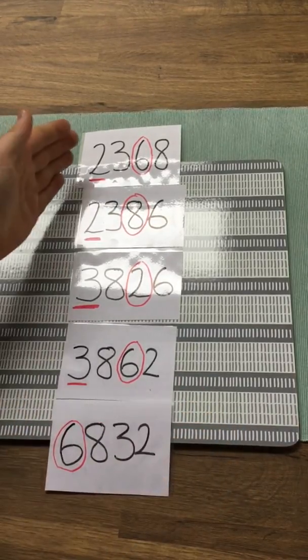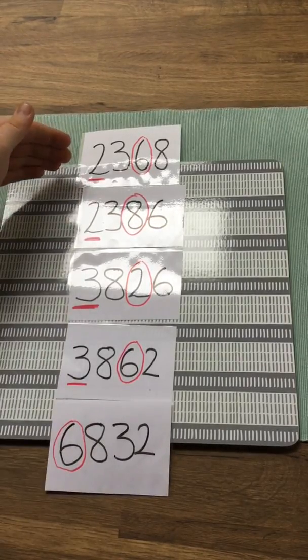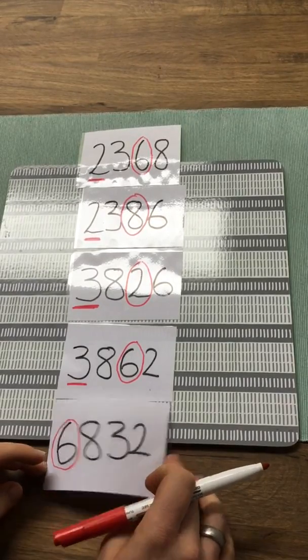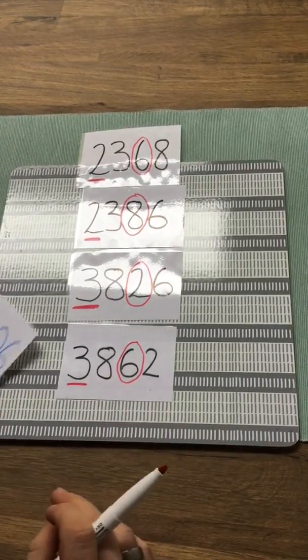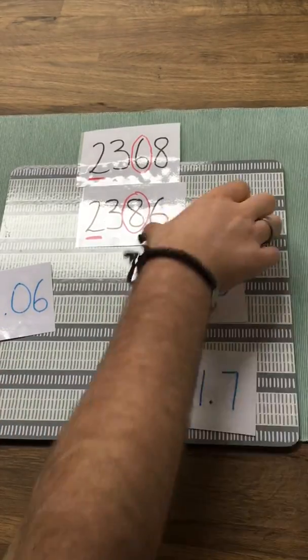So there we have it. I have now put my numbers in ascending order from smallest to largest. Okay, we're now going to do the same thing, but this time we're going to deal with some decimal numbers. On the back of my cards, I've got some decimal numbers that I'm just going to flip over.